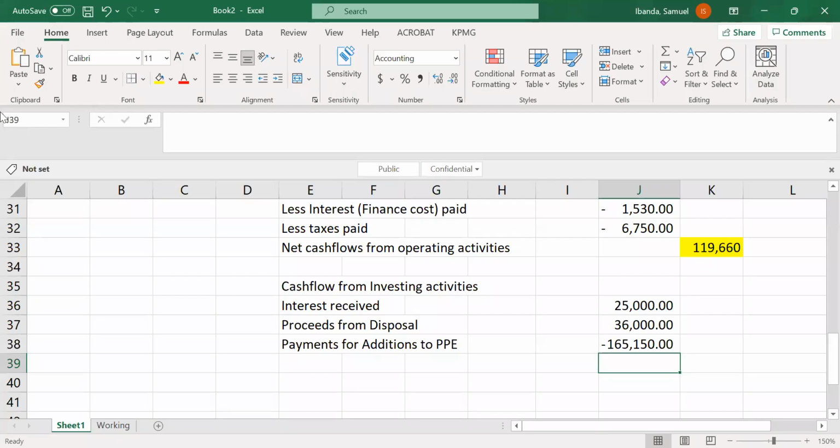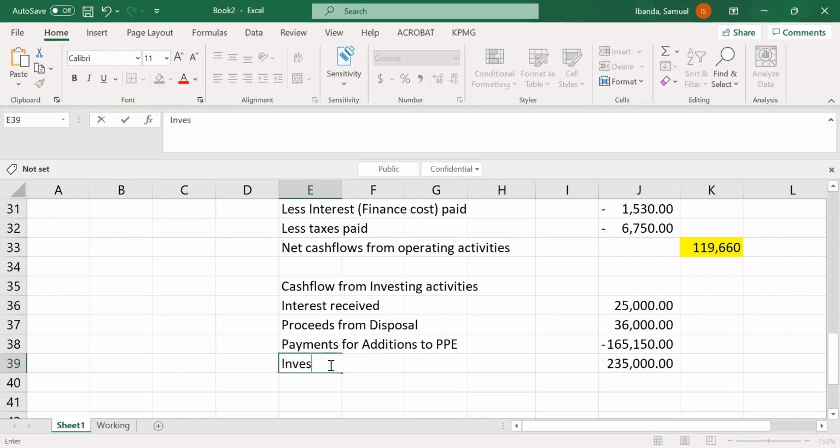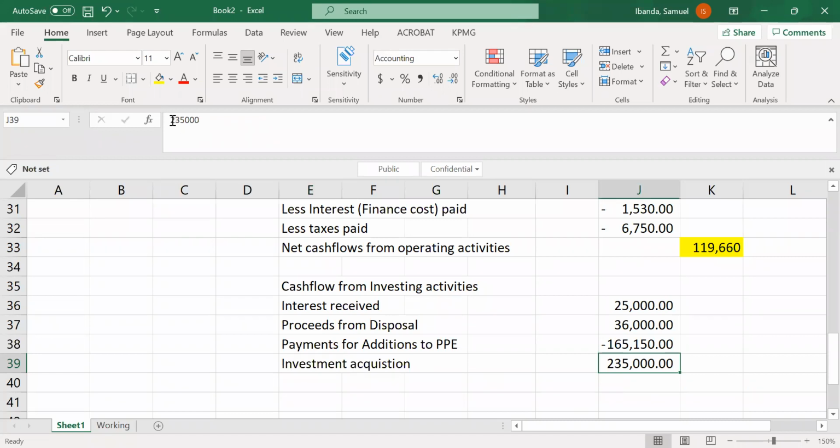So that acquisition of investments, you come and record it in your cash flow from investing activities. You say investment acquisition. But I'll put the value, and it will be a negative since it's a cash outflow. Money is getting out in that case.